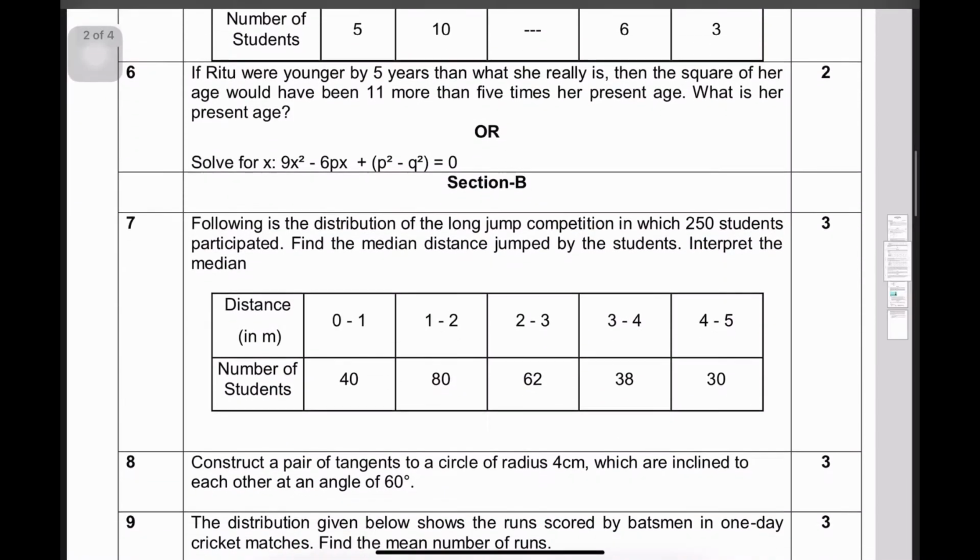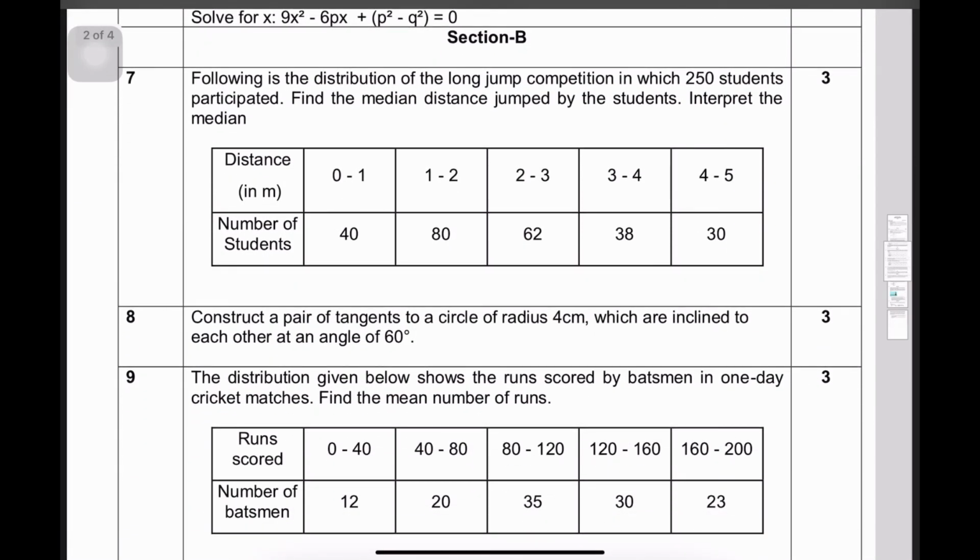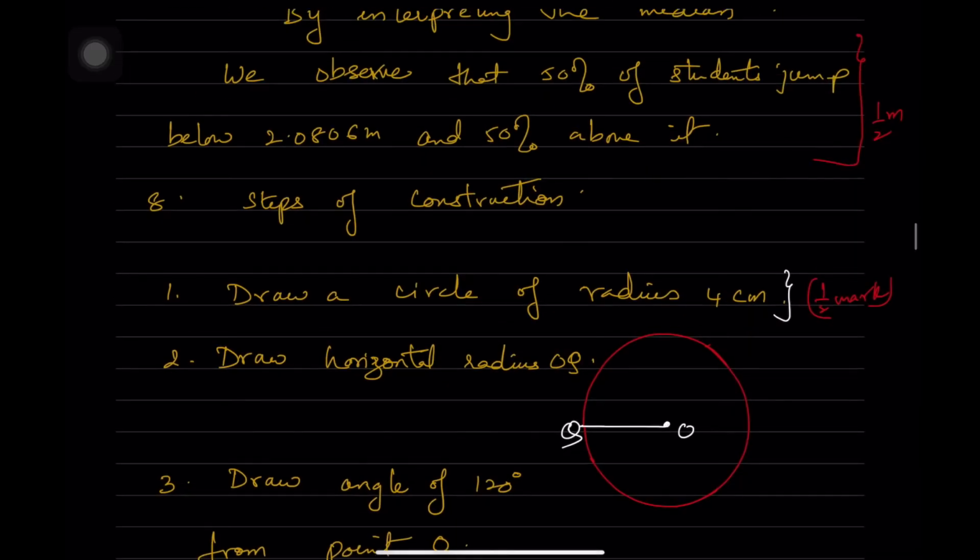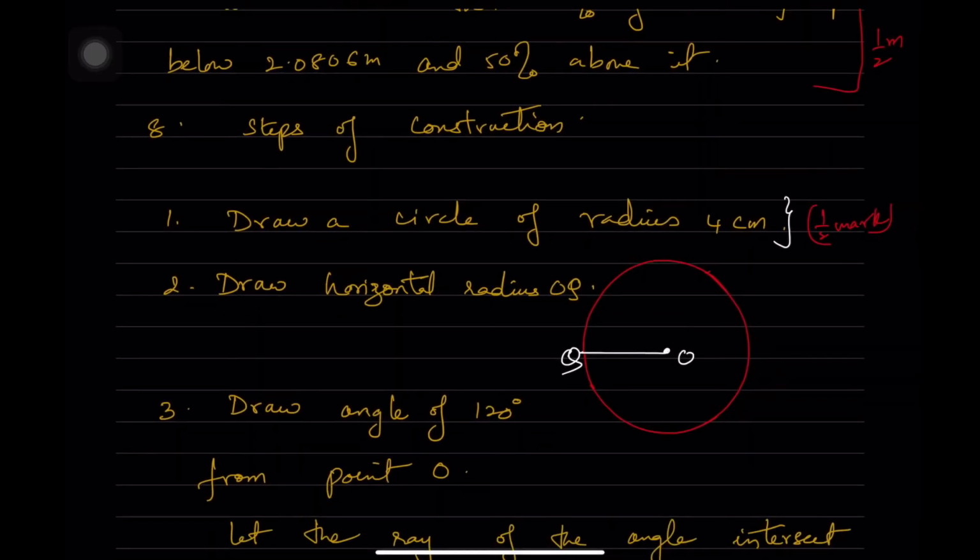Next question is, construct a pair of tangents to a circle of radius 4 centimeters which are inclined to each other at an angle of 60 degrees. So steps of construction. First, draw a circle of radius 4 centimeters. Draw horizontal radius OQ. That is the first half mark, for drawing the circle.